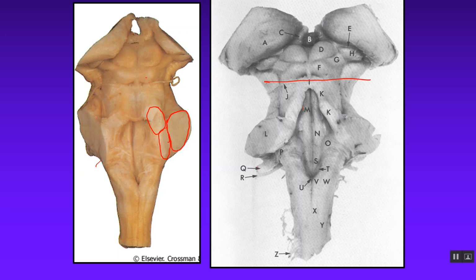On this side, they cut it a little differently. That would be your middle, superior, and inferior cerebellar peduncles. On this particular way they've cut it, superior cerebellar peduncle, middle, and then inferior here, inferior here. This is where those cerebellar peduncles are.